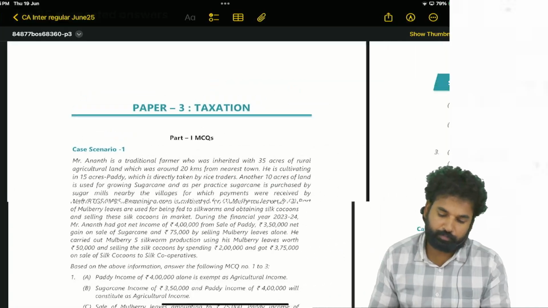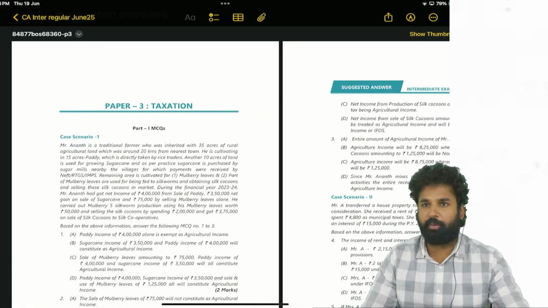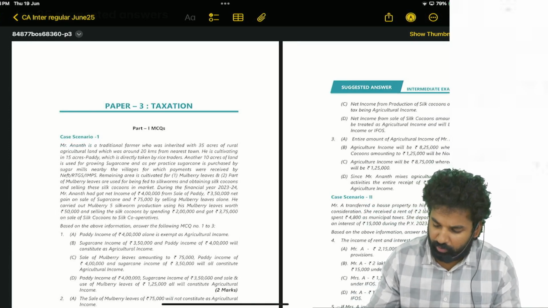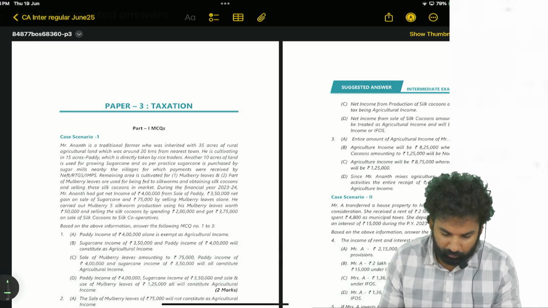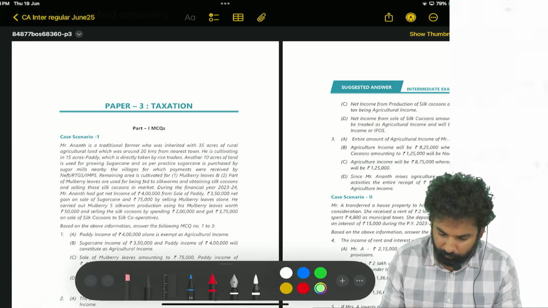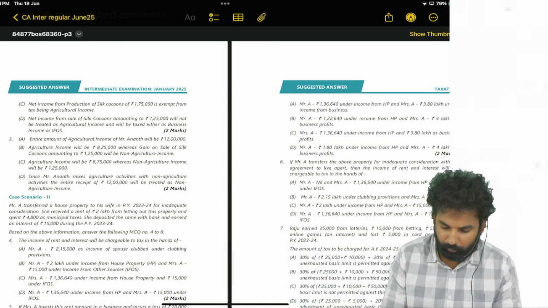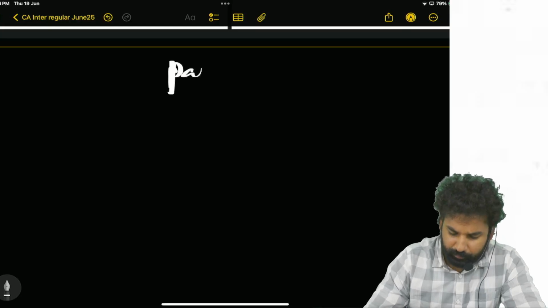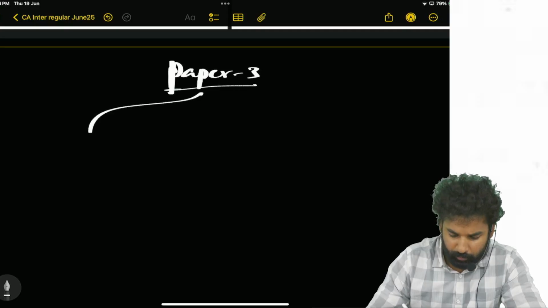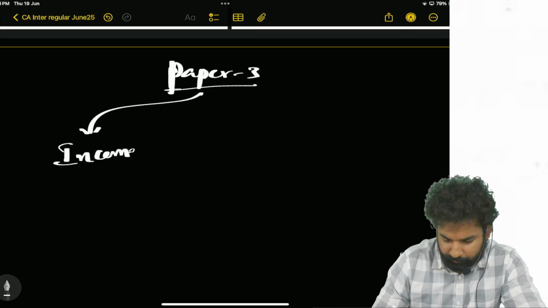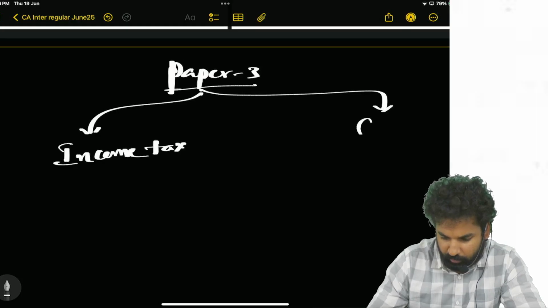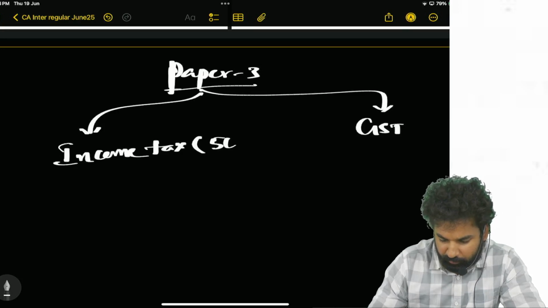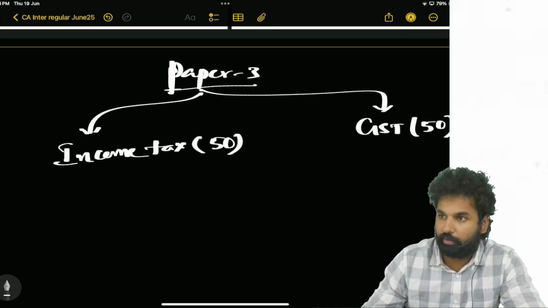Jan 25 questions. You already know the pattern of the question paper, which we will see now. Paper 3 has income tax and GST. Income tax is for 50 marks, GST for 50 marks.